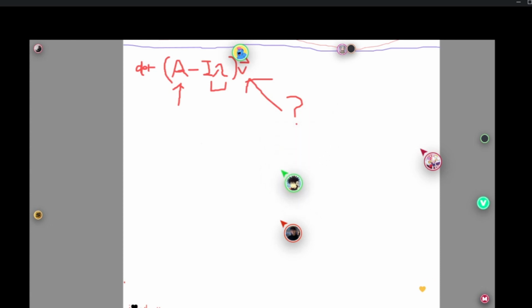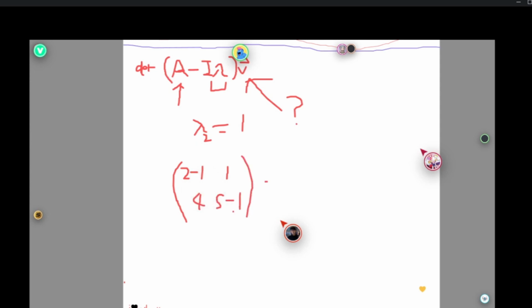So what we'll do is substitute one of the eigenvalues. Let's just take the second one. So we have an eigenvalue of 1. This will mean we have to recompute the matrix. And all we do is have 2 minus 1 here, 1, 4, and then a 5 minus 1. Which will give us 1, 1, 4, 4. Which is very symmetrical looking and it makes me happy.